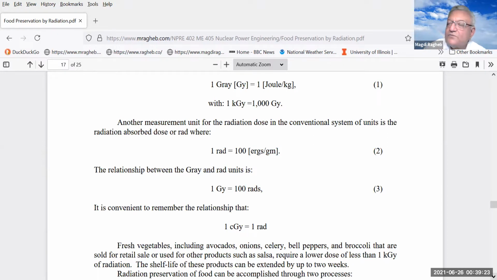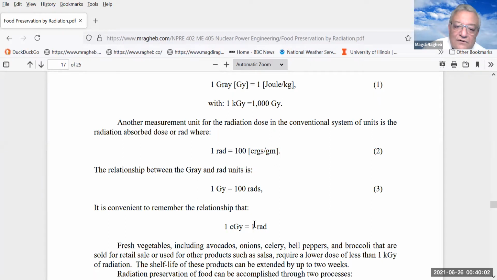In the conventional system of units, we use the unit of energy as the erg, and the unit of mass or weight as a gram. So when you take 100 ergs per gram is what we call the radiation absorbed dose. RAD is the abbreviation. So in the conventional system of units, the unit of dose is the rad, and in the SI system of units, the Système International, it's the gray. And then there is a relationship between the two, that 1 gray is equal to 100 rad.